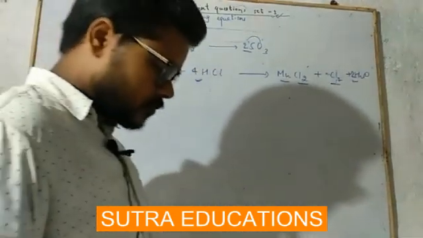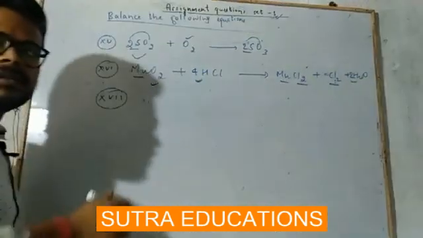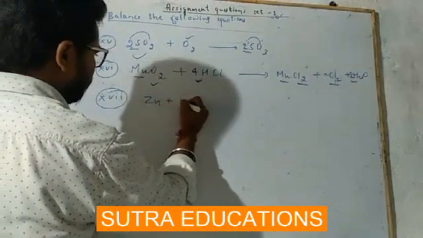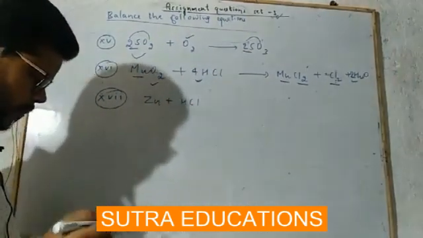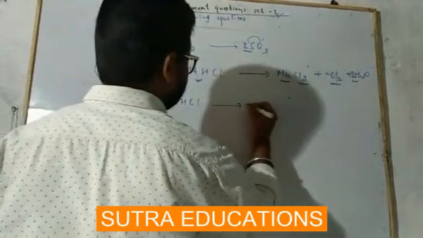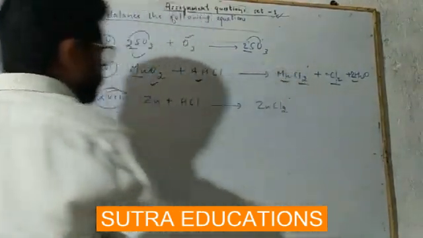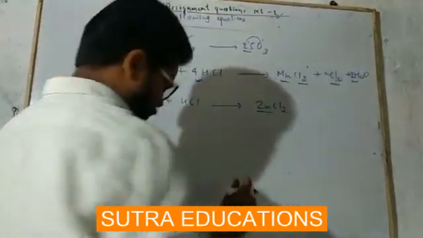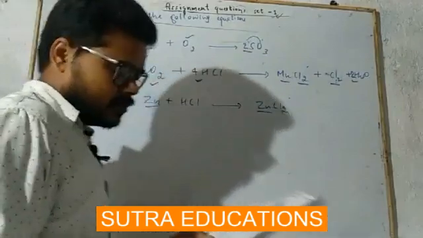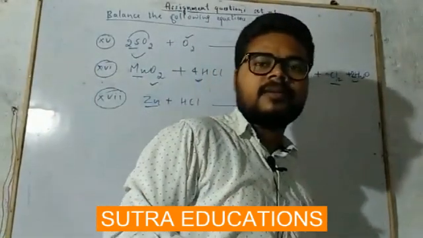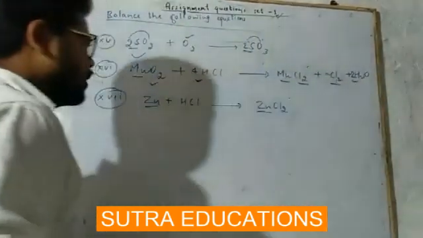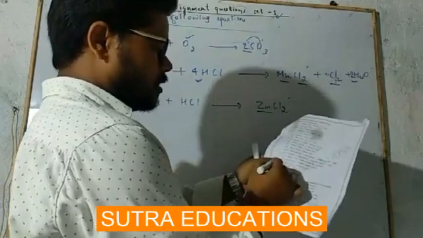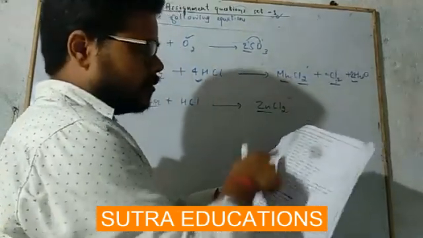17 is Zn plus HCl to ZnCl2. Metal is balanced. This equation is wrong. This equation is given wrong. Just correct this question, 17 of question 41.